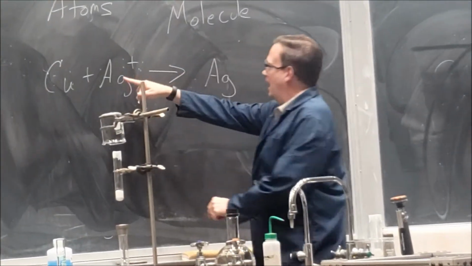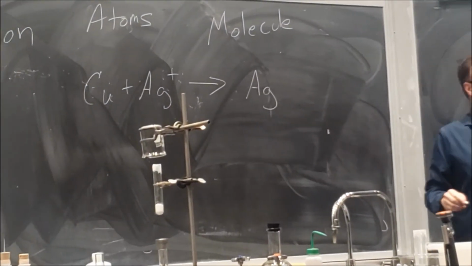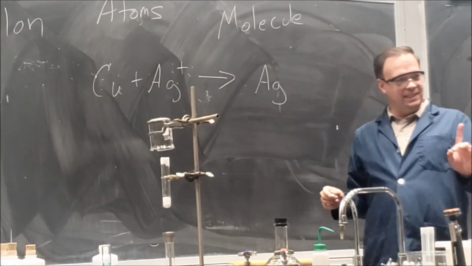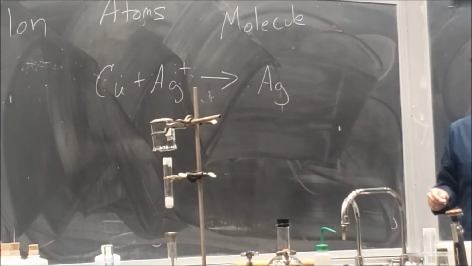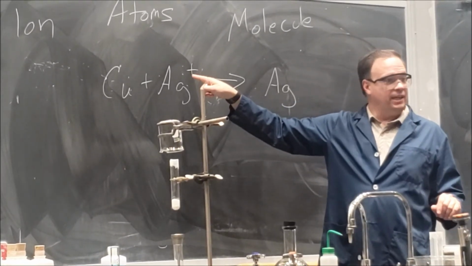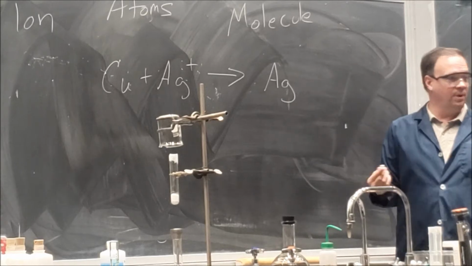How did the silver ion become silver metal? It makes this like copper. Not exactly, but it did take something from the copper. What did it take? It took an electron. See, this plus means it has a positive charge. It means it's missing an electron. So it stole an electron from the copper. So now what is the copper?